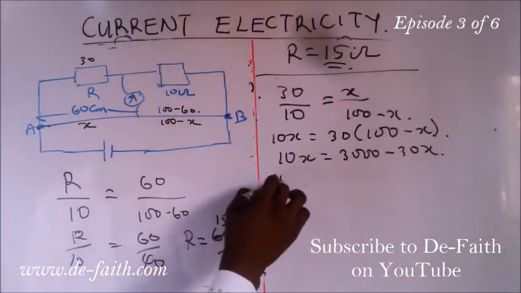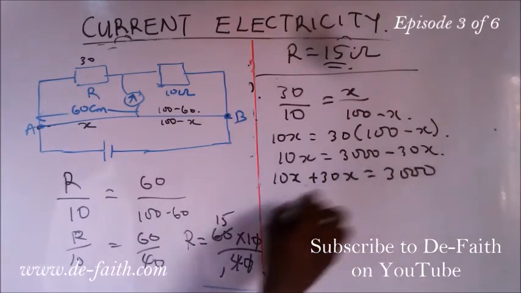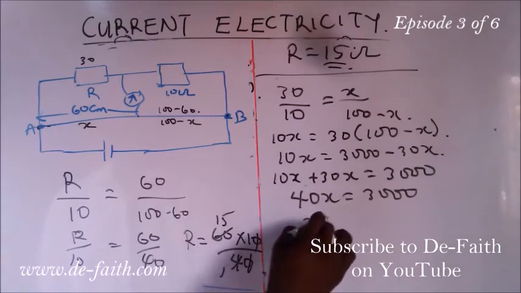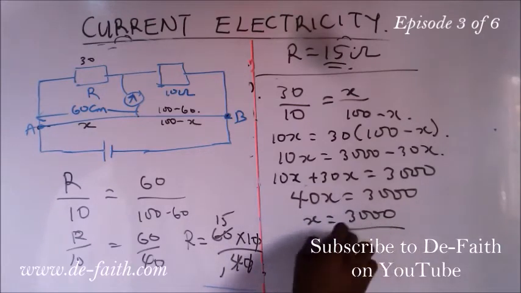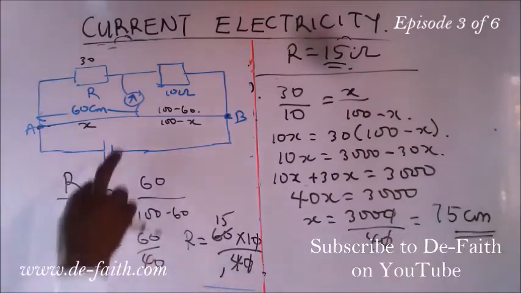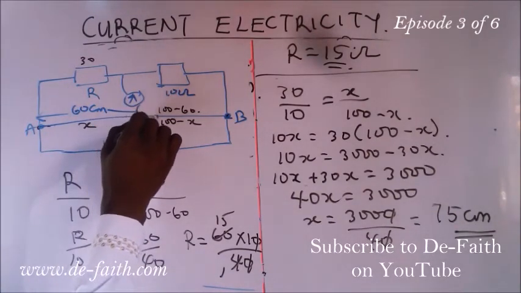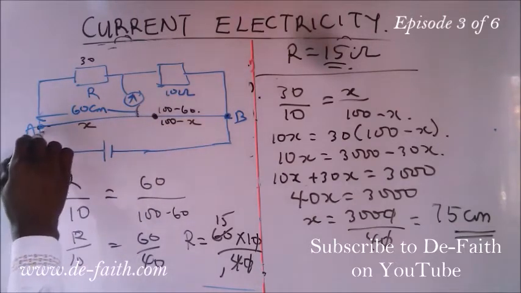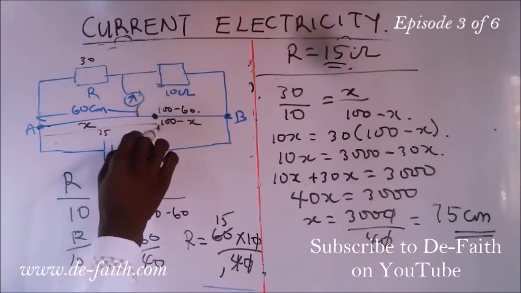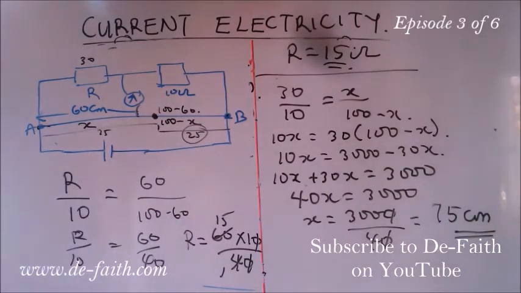We collect like terms, so we have 10x plus 30x equal to 3000. Here is 40x equal to 3000. So x equal to 3000 over 40. We'll be left with 75 centimeters. So meaning that this wire here will move towards this place. So if this place is 75, the remaining place will be 25. That's 100 minus 75.